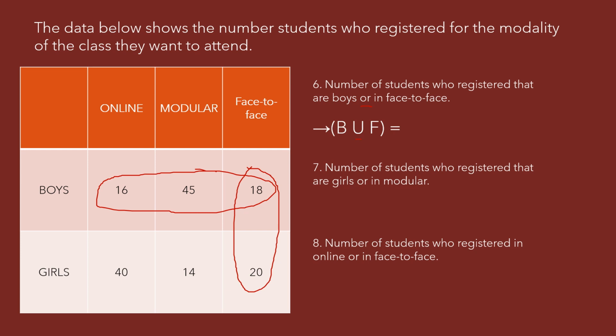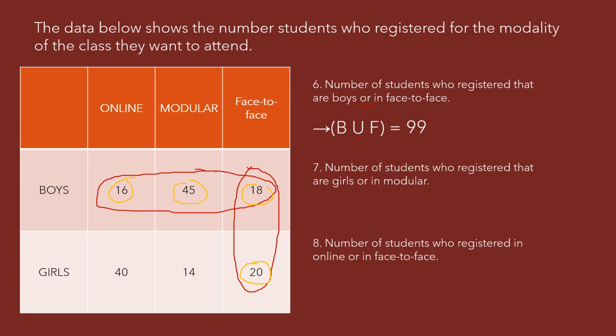So we do have 16 plus 45 plus 18 plus 20. That's how we find the union between the given sets. And there, the answer is 99. So we are doing the same concept. Union means adding up all of the elements involved.